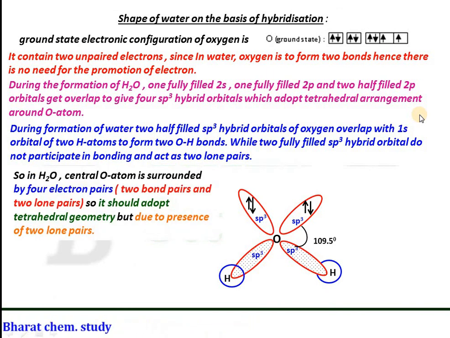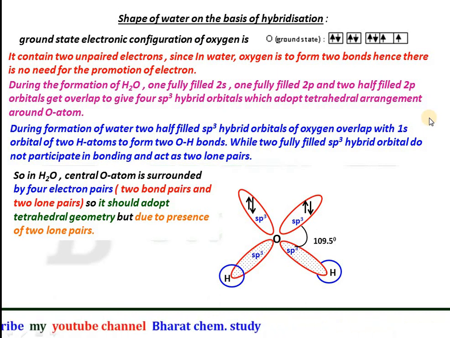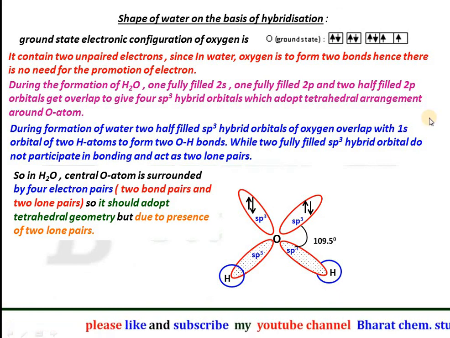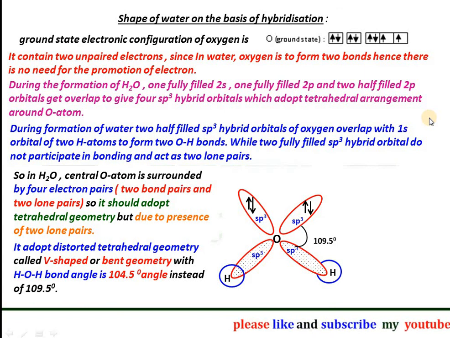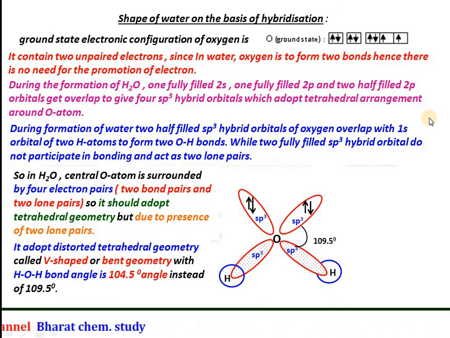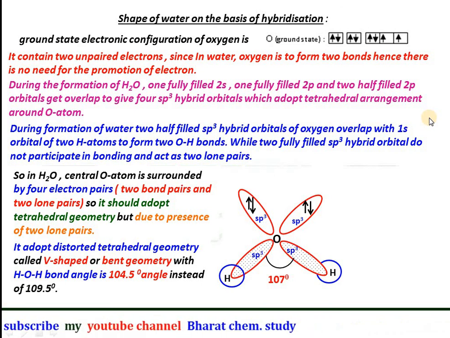So in water the central oxygen atom is surrounded by 4 electron pairs, out of which 2 are bond pairs and 2 are lone pairs. On the basis of 4 electron pairs it should adopt tetrahedral geometry, but because of presence of 2 lone pairs it has distorted tetrahedral geometry called V-shape or bent geometry with each H-O-H bond angle 104.5 degrees instead of 109.5. So this is the final structure of water on the basis of hybridization.